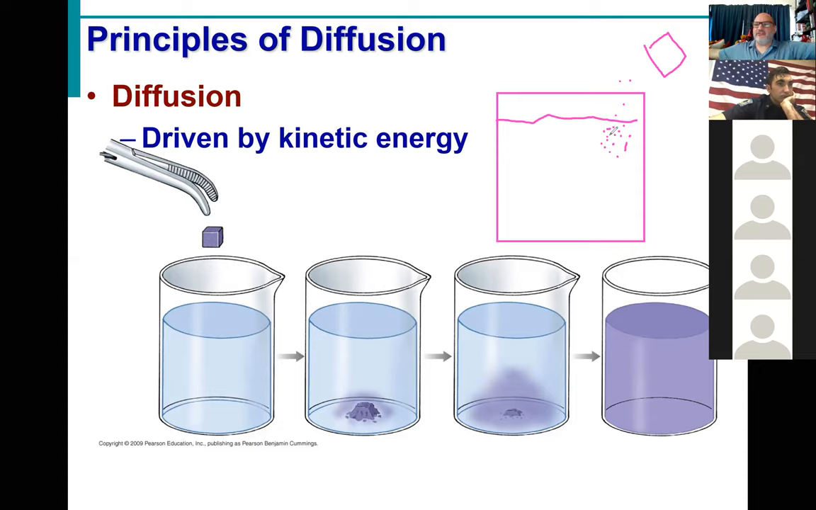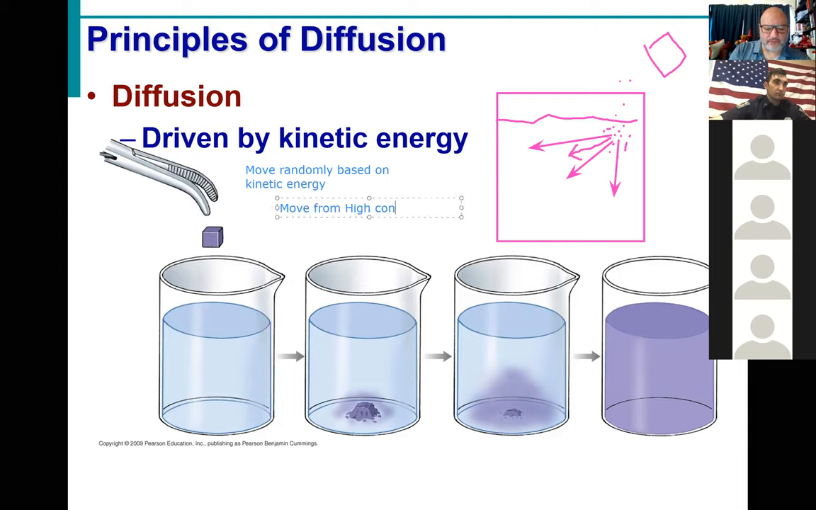If you let it sit, much like those kindergartners we talked about, they're going to start spreading themselves out in space. They're going to slowly start moving, and they move randomly, based on their kinetic energy. But because there's more of them clustered together here, they spread out, basically moving from a high concentration to a low concentration, until they evenly spread out throughout the entire pitcher.